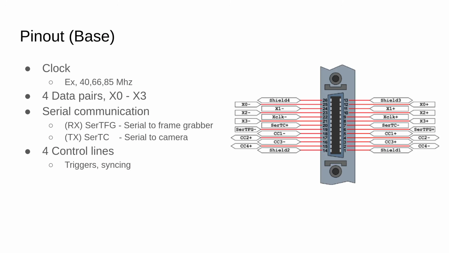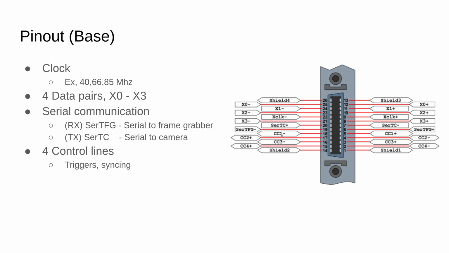Okay, so what is in base? We have a shield, which is usually just grounded to the shield itself. We have our data lines, X0 to X3. We have our X clock. We have SerTC and SerTFG. This stands for serial to camera, and this one stands for serial to frame grabber. And these are your serial UART style lines. They're running at around 57600, nothing too fast usually.